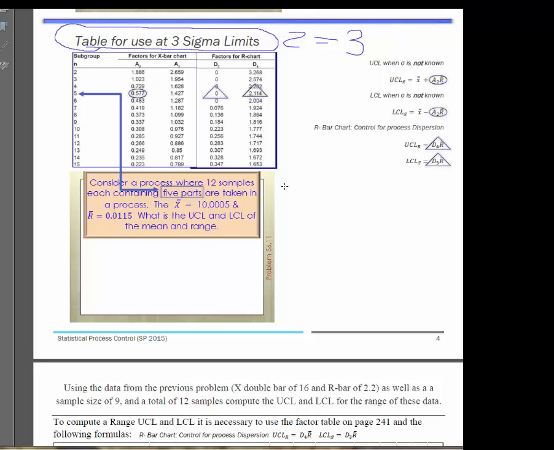So let's go ahead then and do the upper control limit for the mean, which is going to be UCL will equal this number here, this 10.005, right? Because that's what x bar is. Now we go up and choose the A2 factor, and the tricky part here is making sure you know the sample size. So in this I tell you that each of the samples contains 5 parts. That means the sample size is 5. So we choose this 0.577.